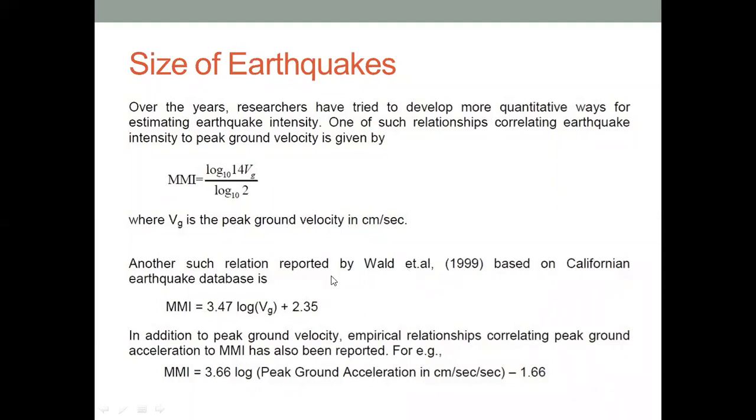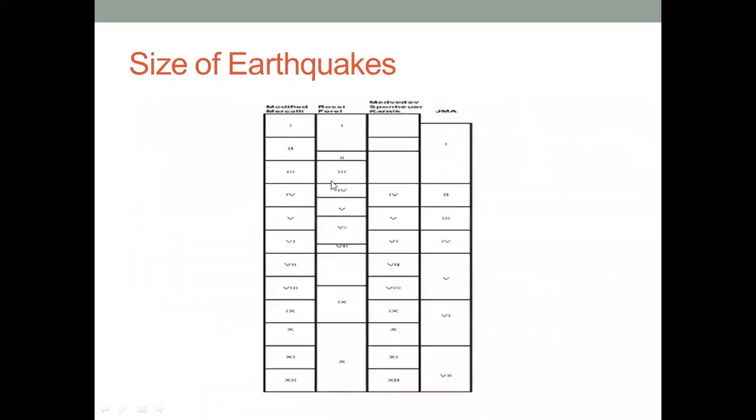Another such relation was reported by some other researcher. Based on California earthquake data, MMI is equal to 3.47 log of VG, that is peak ground velocity, plus 2.35. And another empirical relation is also given. So these are all those intensity values.